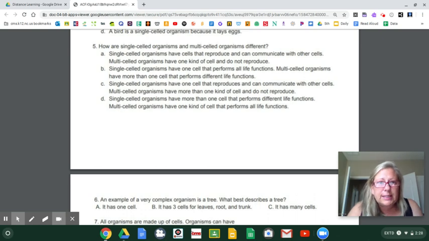Let's read the next one. Single-celled organisms have one cell that reproduces and communicates with other cells. They don't need other cells. So I don't think I'm going to keep reading on that. The next one says single-celled organisms have more than one cell. That's not true. Single-celled organisms have just one cell. I know which one is the right answer for number 5.